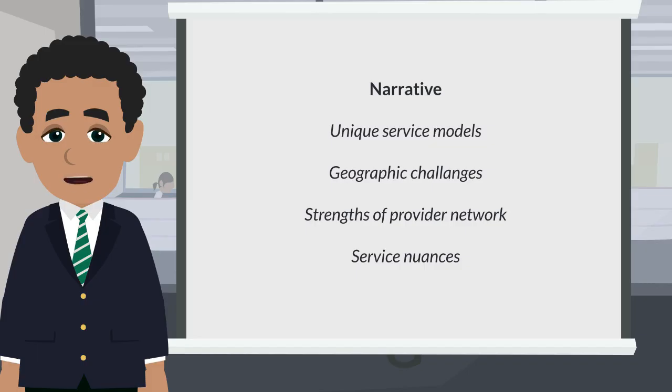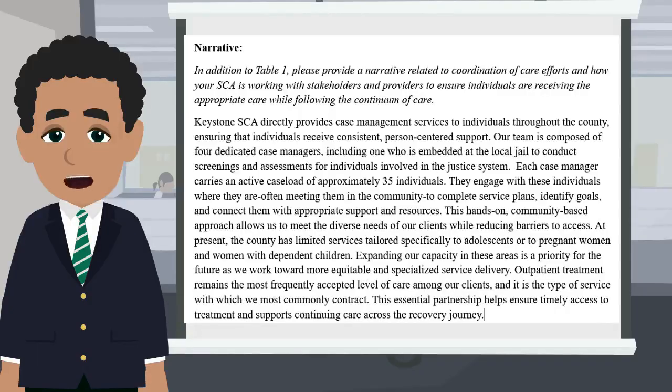In addition to Table 1, you will provide a narrative section. This narrative should explain anything important that the table alone does not capture. This may include unique service models, geographic challenges, strengths of your provider network, and any service nuances that are important for understanding your system. You may also want to include additional information in the narrative describing coordination of care. This should explain how your SCA works with providers and stakeholders to ensure individuals move appropriately through the continuum of care.